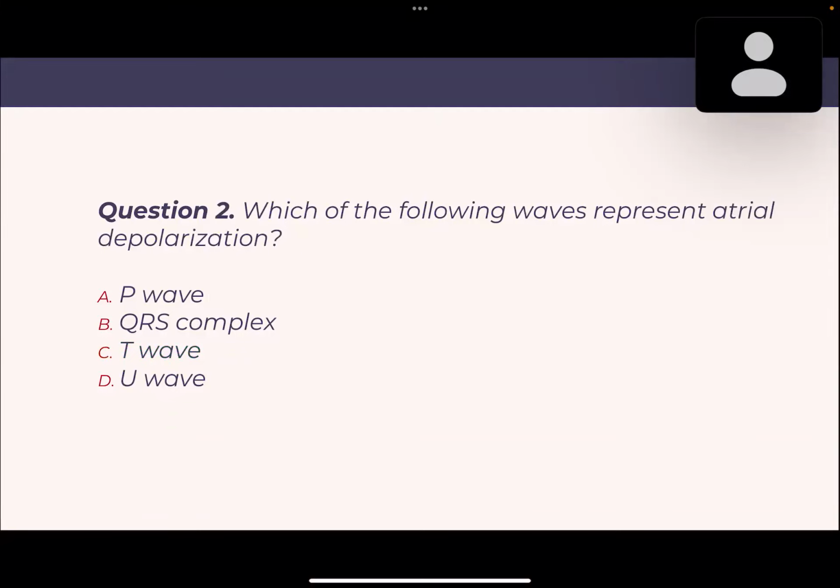But which of the following waves represents atrial depolarization? We just said it. Is it P wave? Exactly. Which of the following waves represent ventricular depolarization? Is it P wave? QRS complex. Exactly. I know I'm repeating this a lot, but it's going to help you remember this for future purposes.